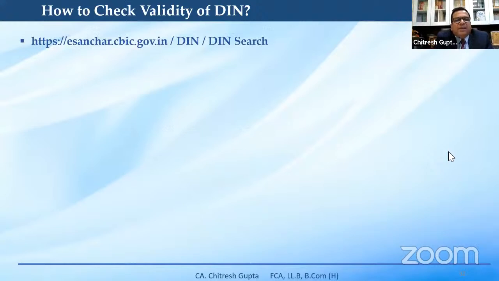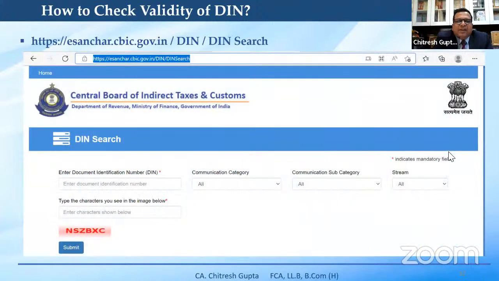So, sir, there is a government website, esanchar.cbic.gov.in, where you can verify the DIN. This is a screenshot of the screen. You just have to enter the document identification number and then the CAPTCHA, which is given, and click on the submit button. So all the details related to that DIN number will appear on your screen, and you can verify whether the DIN has been issued by the proper officer or not, whether it is a valid document or not.